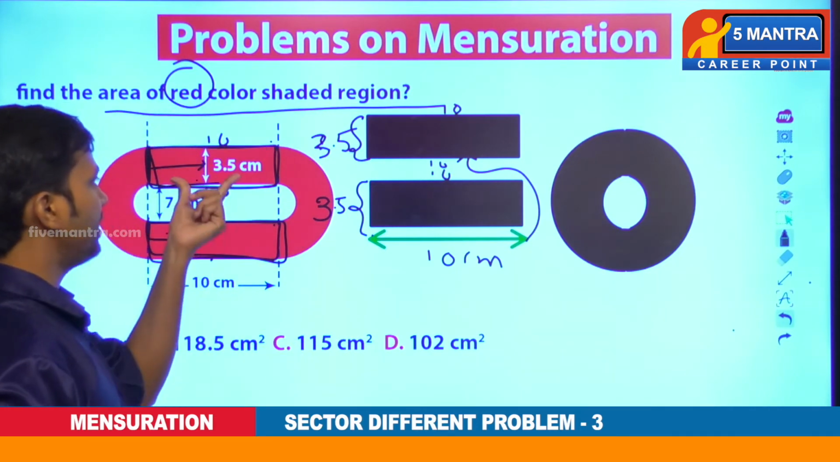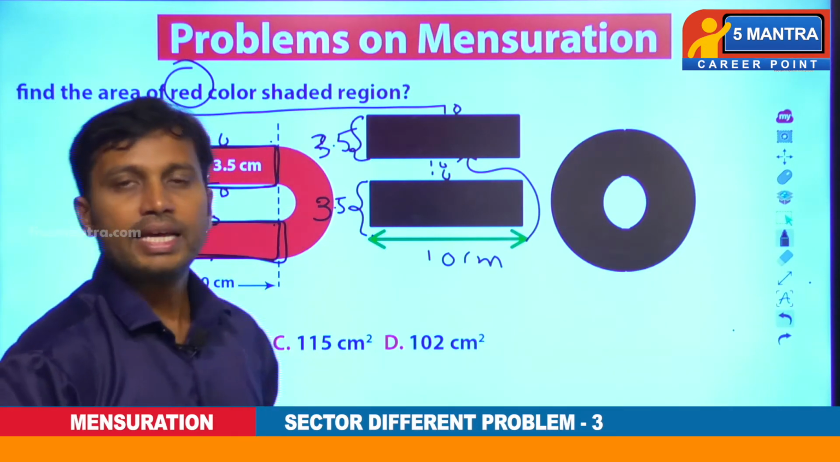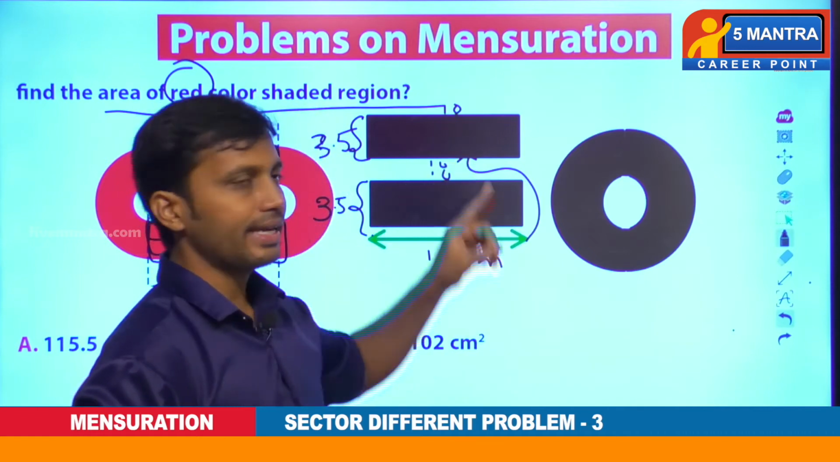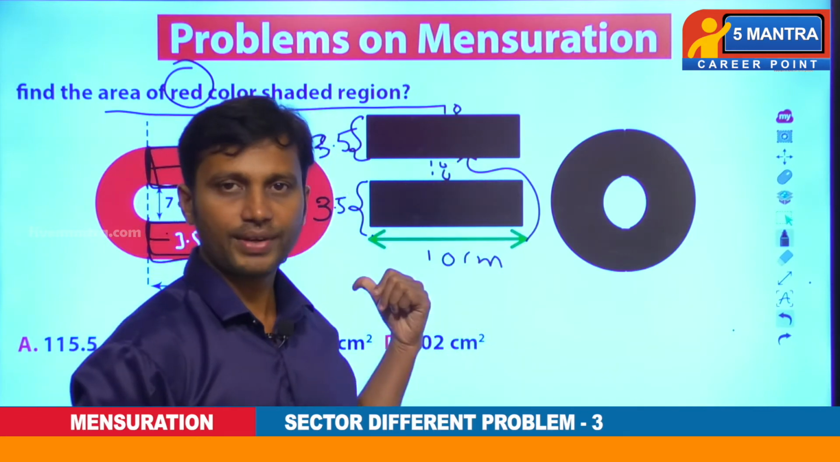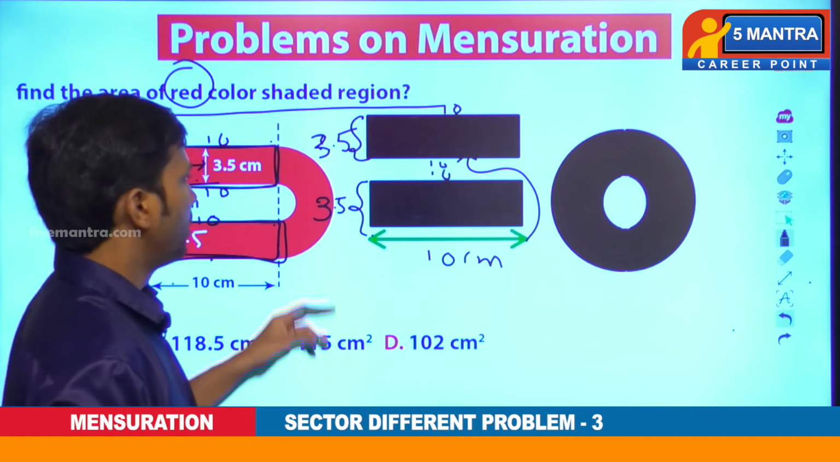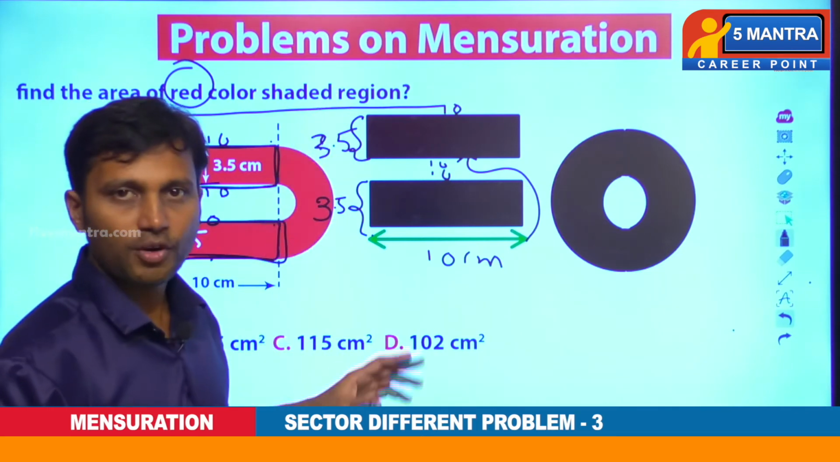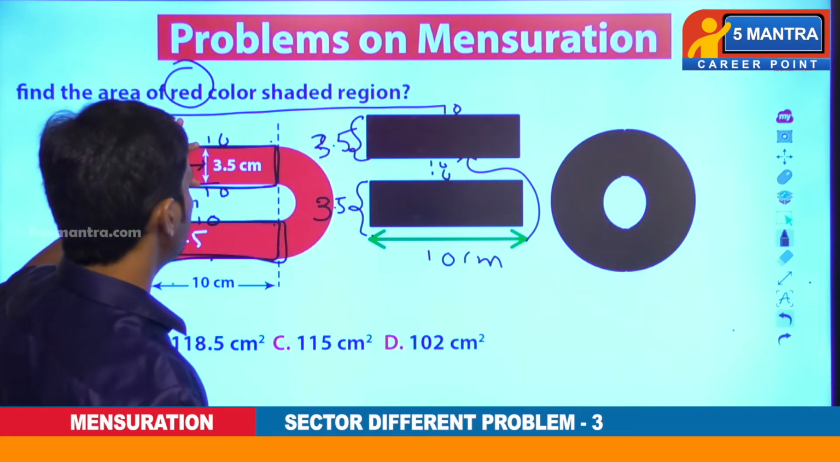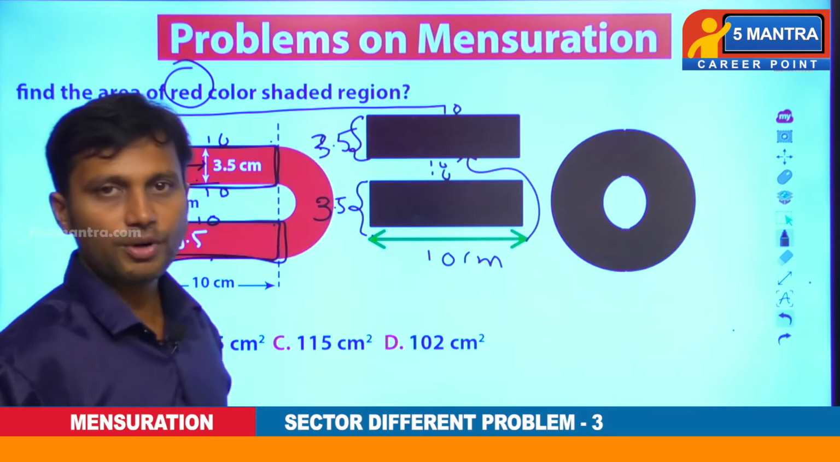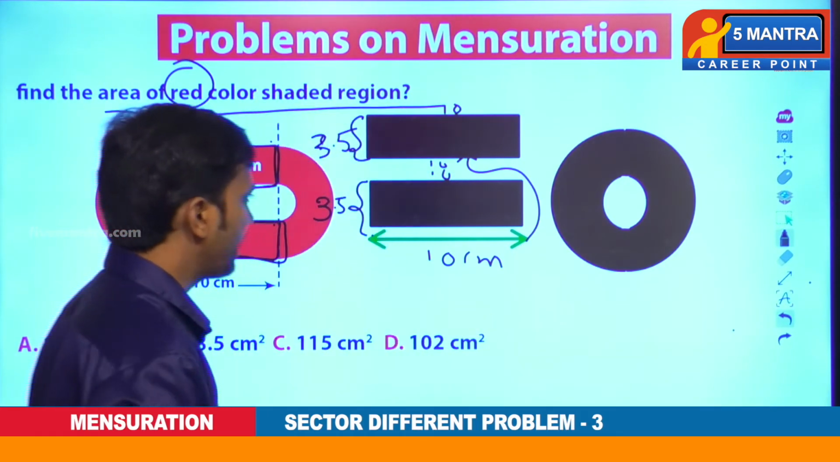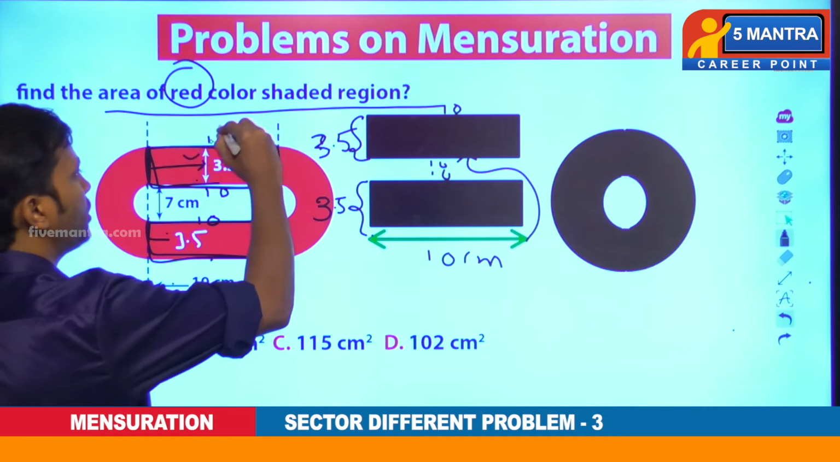This is 10, this is 10, this is 10, this is 10. Means the lengths of each of the rectangles are 10 from the given figure. And the breadths of each rectangle from the given figure are like this. This is 3.5. So 3.5. We have the dimensions of these two figures.